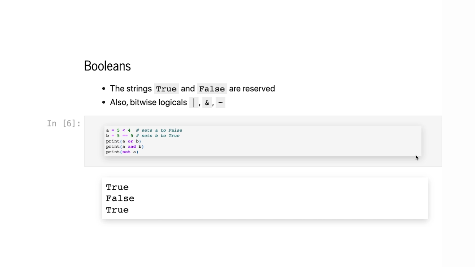So Booleans, just like I mentioned before, the strings capital T-r-u-e and capital F-a-l-s-e are reserved, and those are Python Boolean values. Also, the bitwise logicals, pipe and ampersand, and negation, which is a tilde. So if I were to say A equals 5 less than 4, what does that do? Well, the statement 5 is less than 4 is false, so that will test the comparison and return the value false, and we're setting it equal to a variable A. So now A takes the value false.